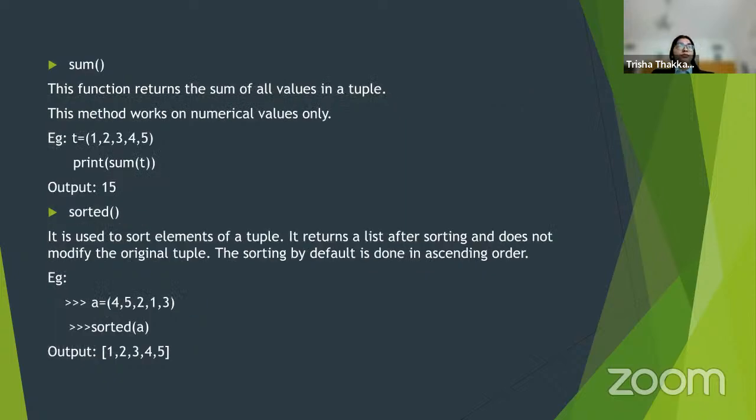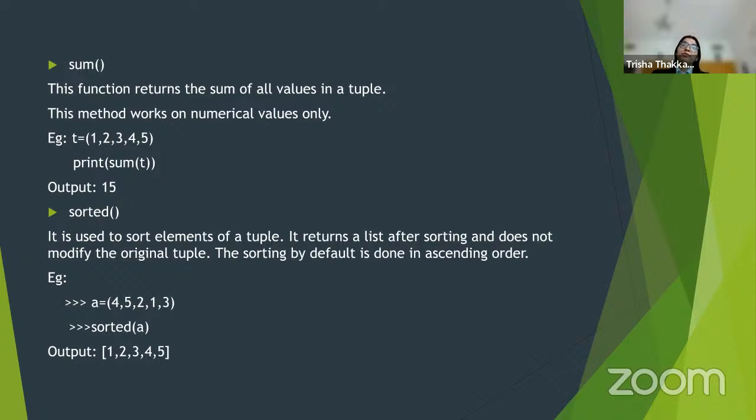The sum function. This function returns the sum of all values in a tuple. And this method works on numerical values only. For example, t is equal to 1, 2, 3, 4, 5. When we print the sum of t, the output is 15. This is used to make our numerical calculations easier using tuples.